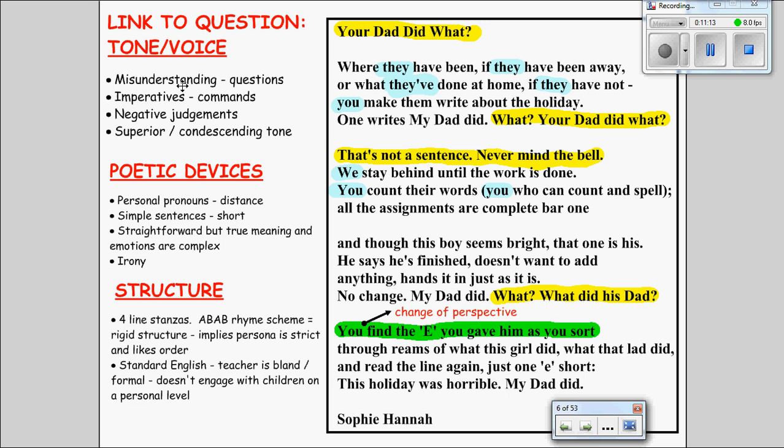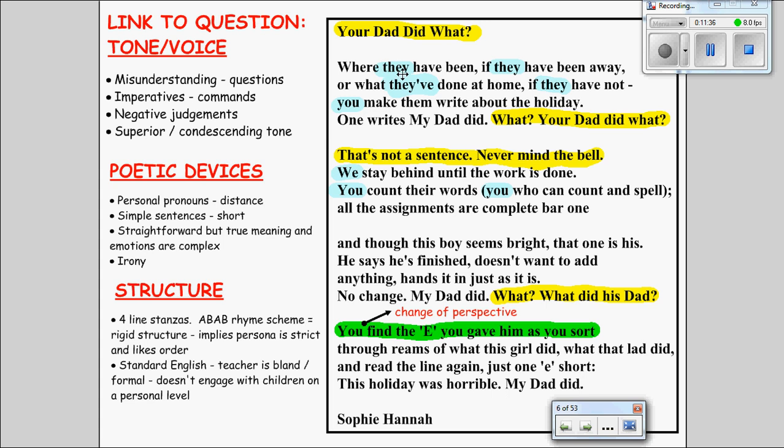After you've thought about the tone and voice, you can choose something else in spirit to look at, and it might be that you look at the poetic devices because they might be telling you how the poet has got you to think about the persona in a particular way. So what kind of words are being used for effect, or what kind of things does the poet do that make you feel a certain way?